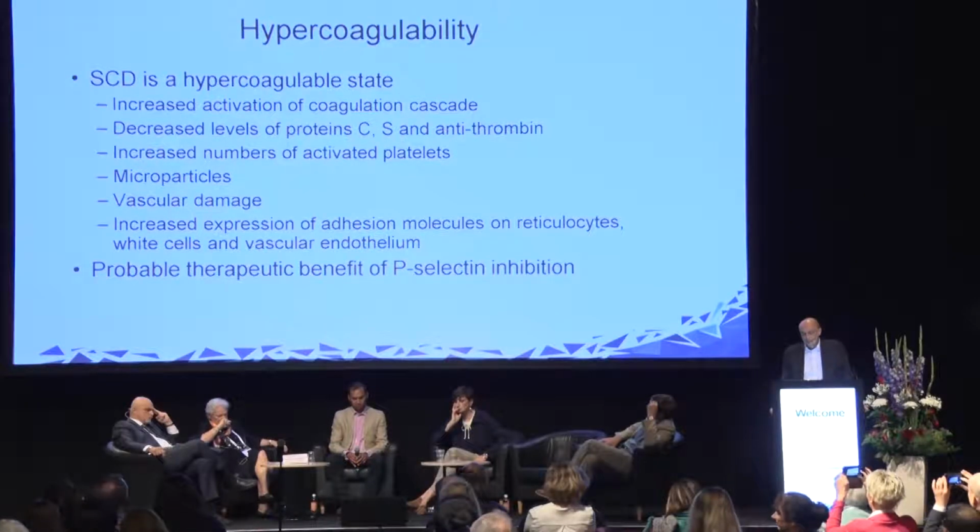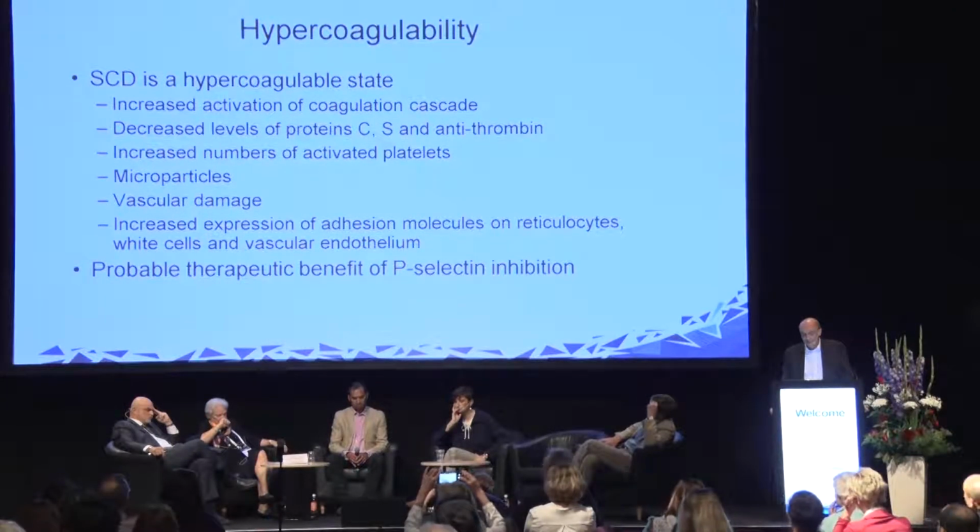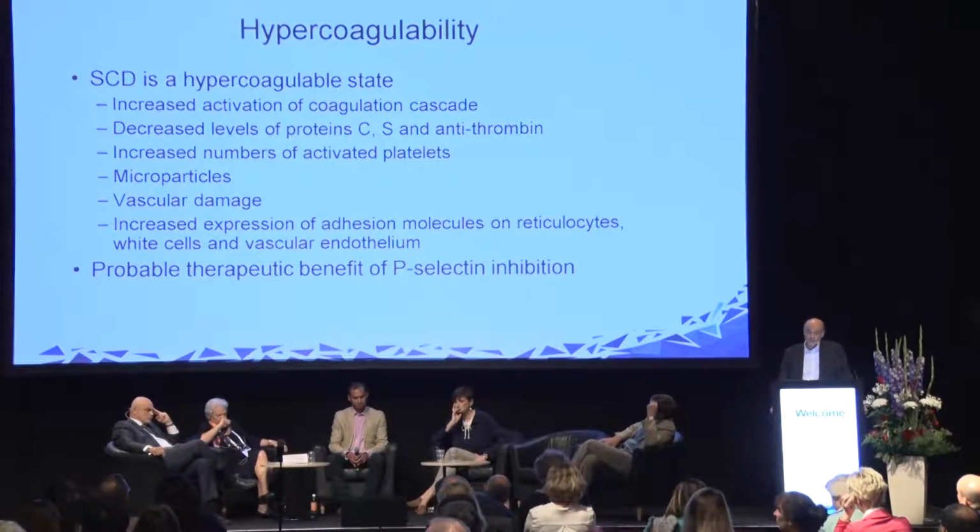The blood is also undeniably hypercoagulable, and due to a whole range of things, including activation of the coagulation cascade, low levels of protein C, protein S and antithrombin, there are increased numbers of platelets, and the platelets are activated, there are microparticles, and the blood vessels are damaged. Again, as I won't dwell on, possibly by inhibiting at least P-selectin, inhibiting some degree of one of the hypercoagulable mechanisms, that appears to have some therapeutic benefit at this stage, suggesting maybe that this is a more important part of the pathology.